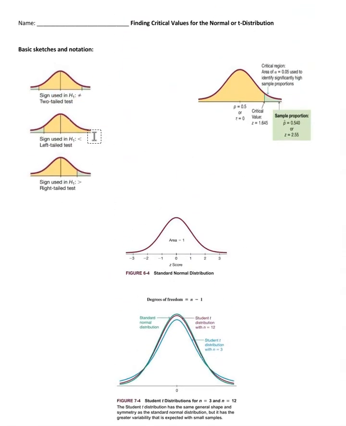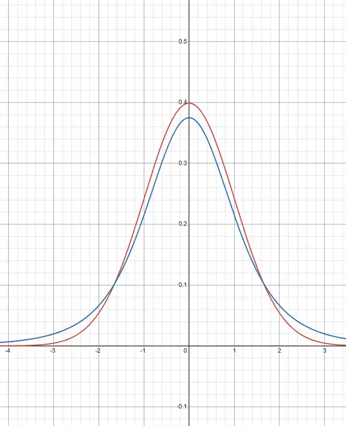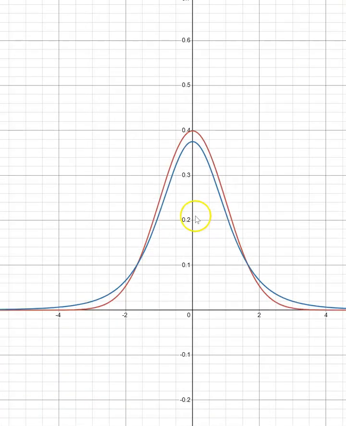Okay, so here's the basic idea. We're going to be talking about a t-distribution, which is very similar to the normal distribution. Now let me give you a sketch to scale. In this case I'm attempting to show both of the distributions using Desmos, and here's what they look like.